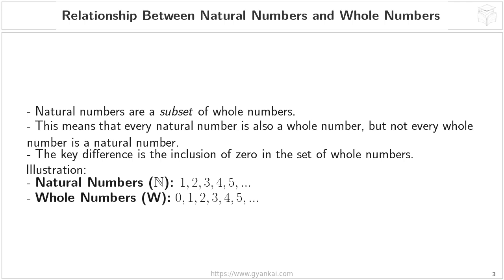This simple difference, the inclusion of 0, is what defines the relationship between these two sets. We'll build on this understanding in the following slides with more examples and applications, so make sure you're comfortable with this concept of a subset and the role of 0. Let's move on to slide 3. This slide clarifies how natural numbers and whole numbers relate to each other.